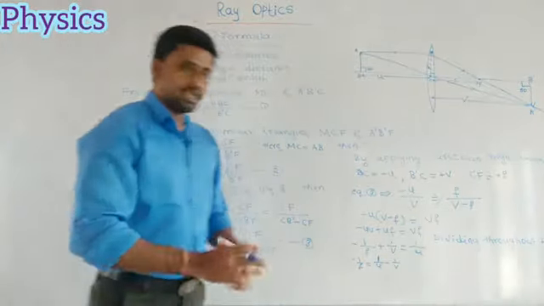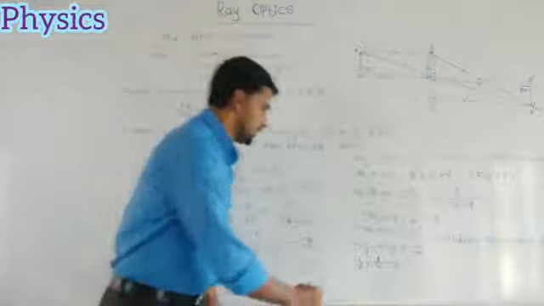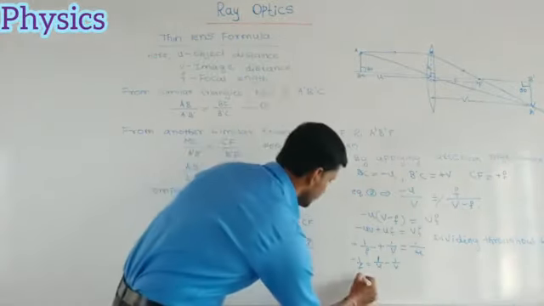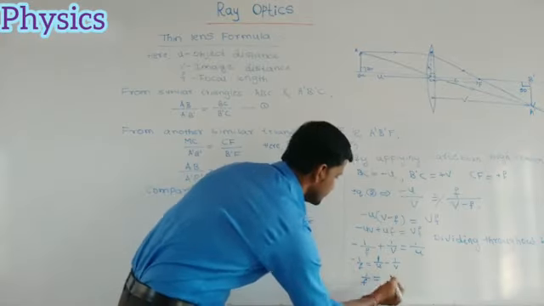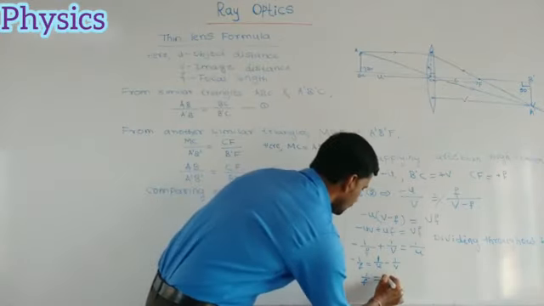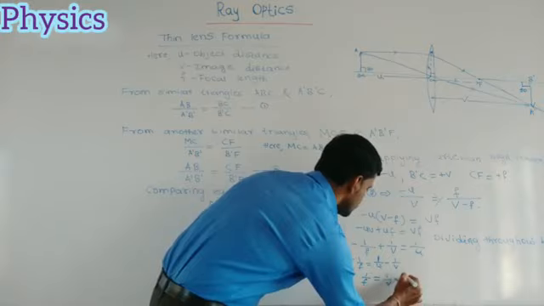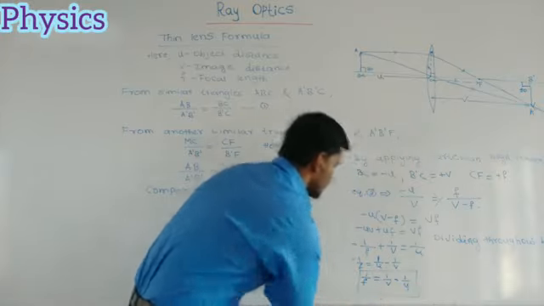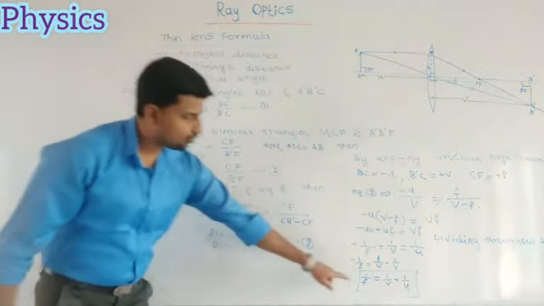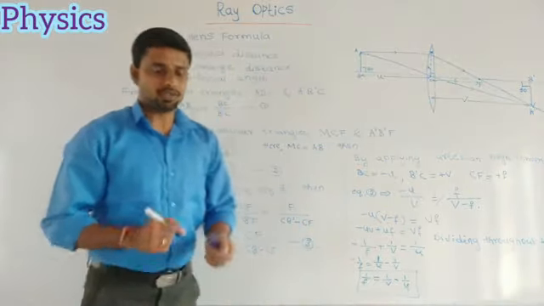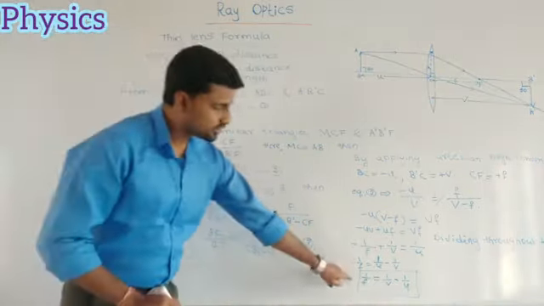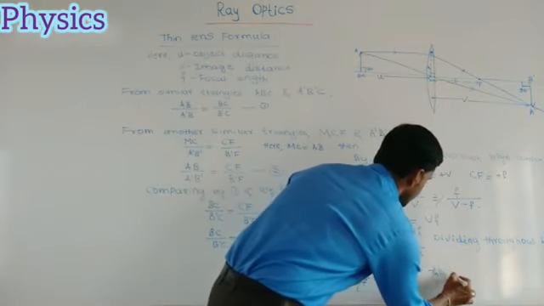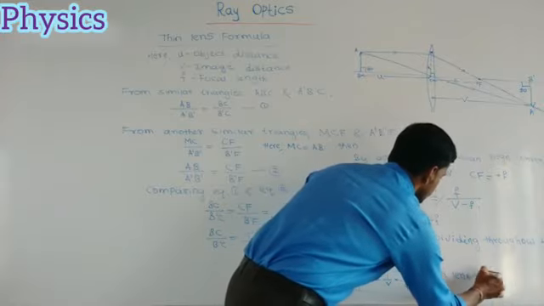Again, by changing the signs, finally I will get 1 by F is equal to 1 by V minus 1 by U. This is the final equation I get: 1 by F is equal to 1 by V minus 1 by U. And this equation is called the thin lens formula.